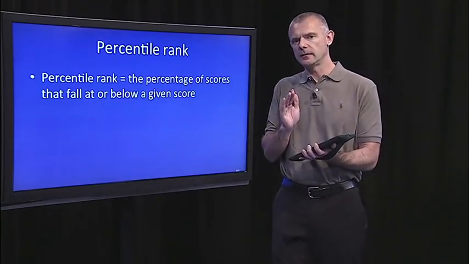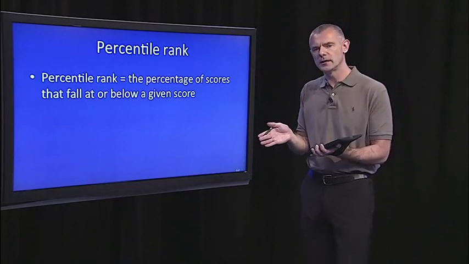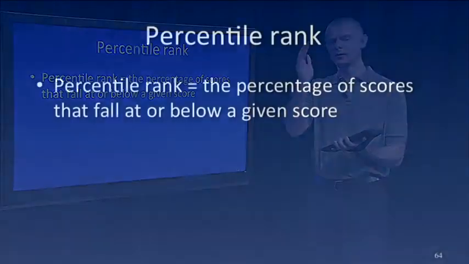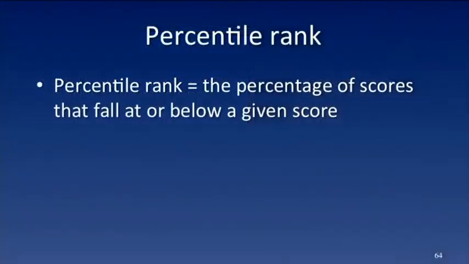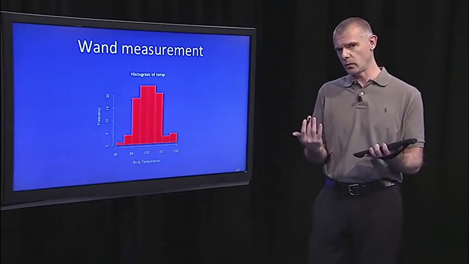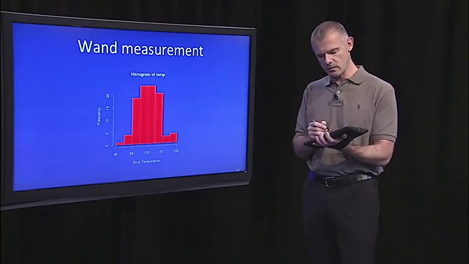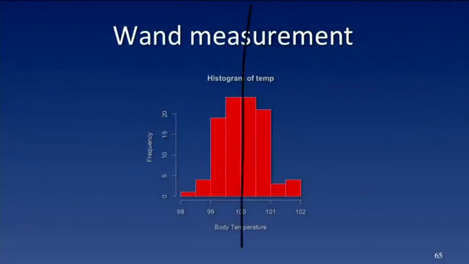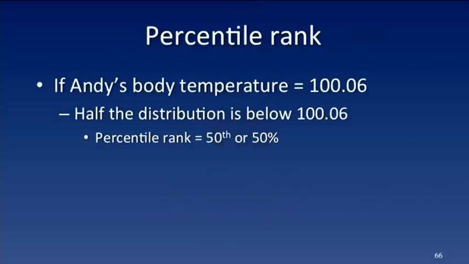We can take that z-score and then convert it into a percentile rank. And percentile rank is simply the percentage of scores in the distribution that fall at or below the given score. So what percentage of the distribution is below my temperature if it's 100.06? If I'm average, if my z is 0, well, 50%, right? I'm right at the average. If we're assuming this thing to be perfectly normal, then it's symmetrical, so 50% is below the mean. So if my body temperature is 100.06, my z-score is 0, my percentile rank is the 50th percentile.